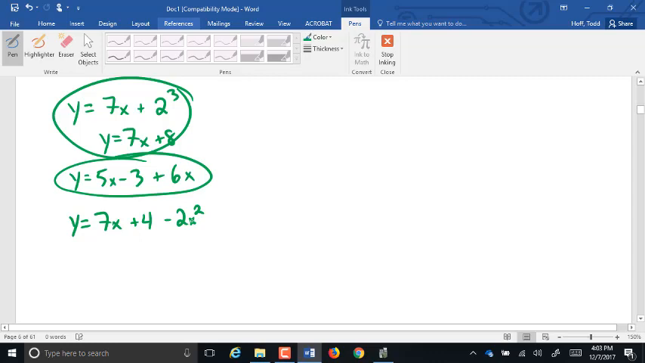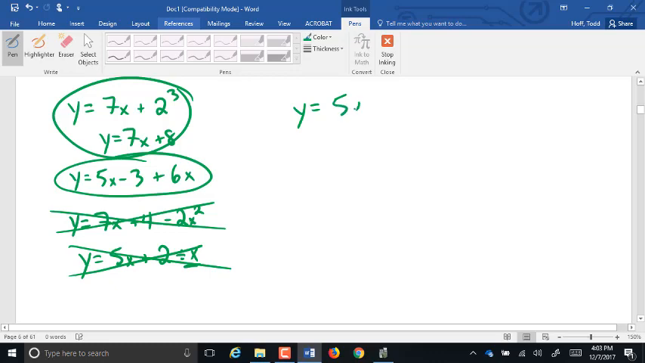How about that one? What's wrong with that one? X squared, that cannot be a line. Good. How about this one? Dividing by the variable, that cannot be a line. How about this one? Why not? The variable is in the power of an exponent, so no, that cannot be a line.